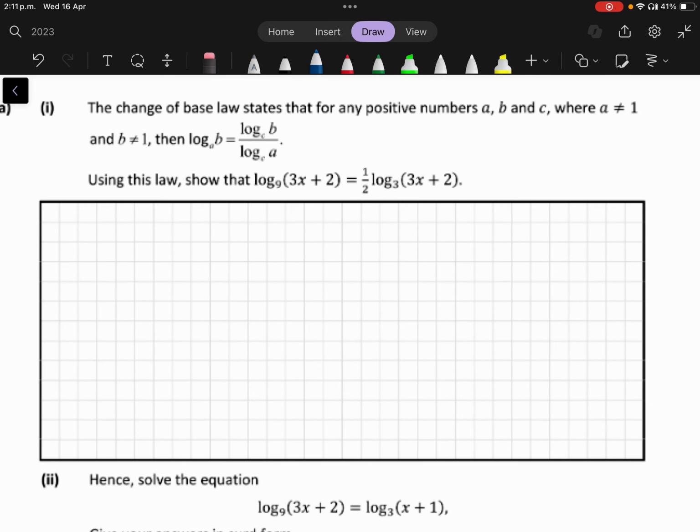Okay, so the change of base law. They've already given the change of base law here, so we don't need to worry. Show that log base 9 of (3x + 2) is equal to half log base 3 of (3x + 2). It's a very easy question.